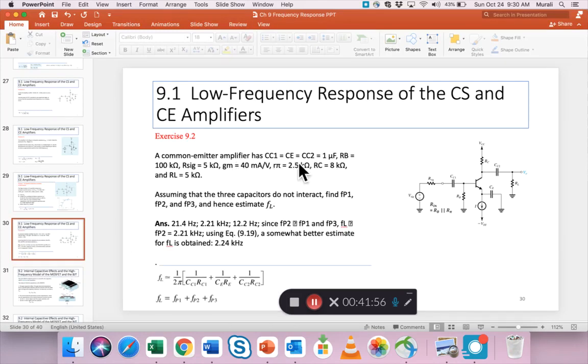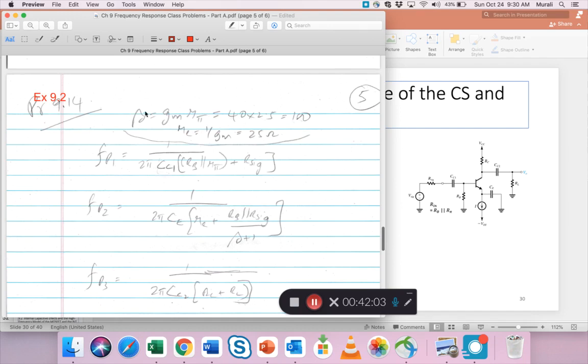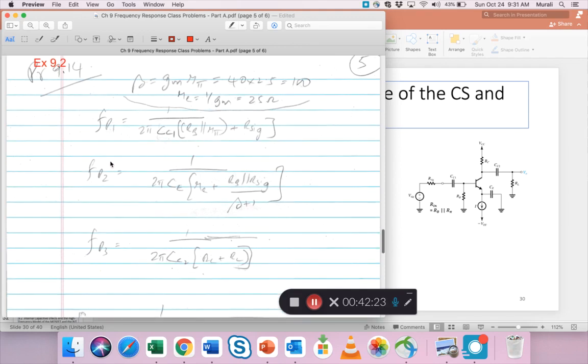Yeah, GM is 40, our pi is 2.5. Okay, so let's see how to solve this exercise. So first of all, beta is found as 100. Beta wasn't given, but we are given GM and R pi, so if you multiply the two, you get beta. Another thing that's important for these formulas is RE, the intrinsic input resistance, which is 1 by GM, 25 ohm. So we have the three formulas for FP1, FP2, FP3.